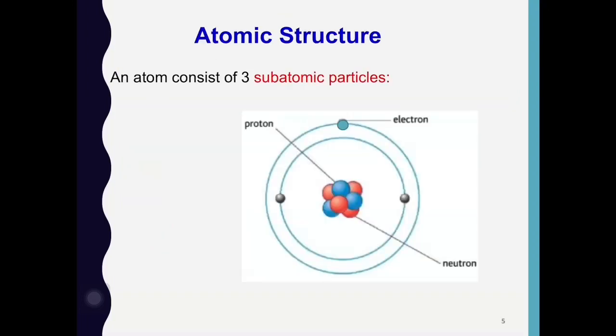Before you learn how to write isotopic notation, let's recap the structure of an atom. An atom consists of 3 subatomic particles. In the nucleus, there is proton and neutron, where proton is positively charged and neutron is neutral. And negatively charged electrons move around the nucleus.